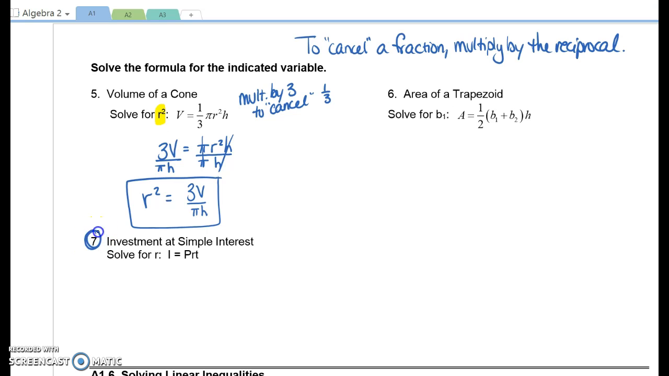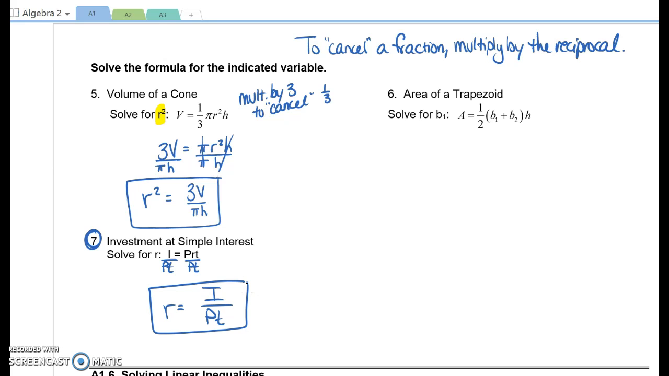Try number 7 on your own. We'll do number 6 together in a second. So I equals PRT. We want to solve for r. We're going to divide both sides by PT. So r is going to equal I over PT. Hopefully that one was crazy easy.